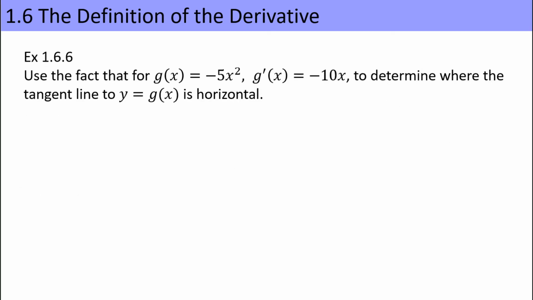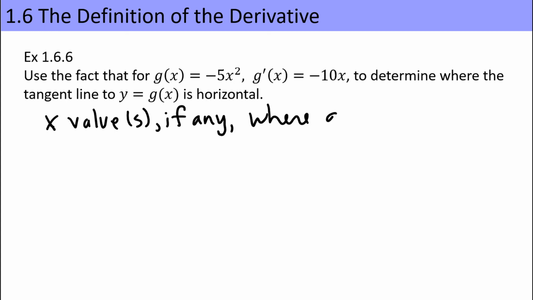Example: use the fact that for the function g of x equals negative 5x squared, the derivative g prime of x equals negative 10x to determine where the tangent line to y equals g of x is horizontal. In order for a line to be horizontal, the slope must be 0. Therefore, what we are solving for are the x values, if any, where the derivative equals 0. Horizontal means that the slope is 0.